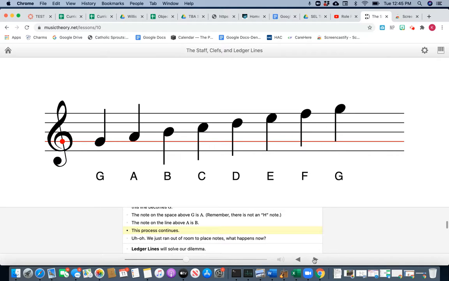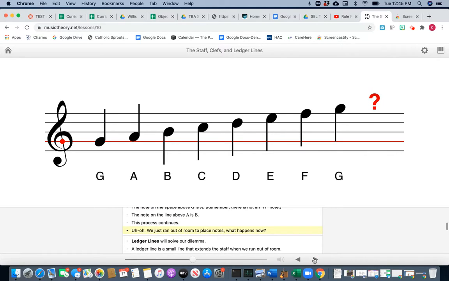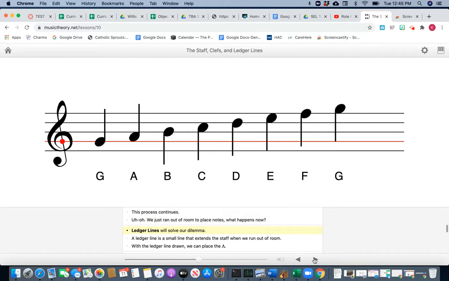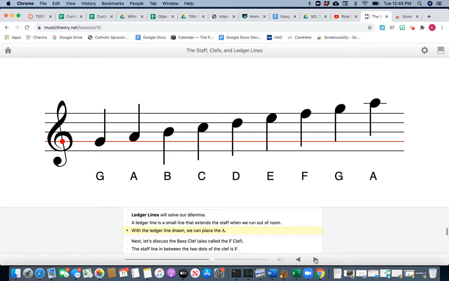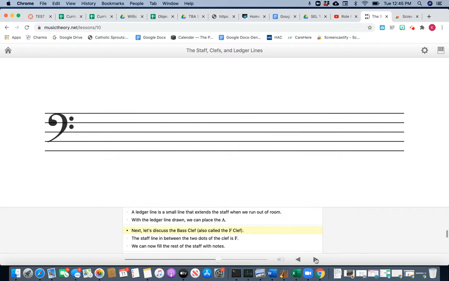But now at the top, we've kind of run out of lines. So what do we do next? We have this thing called ledger lines. A ledger line allows us to add more notes to the top or the bottom of the staff, but it follows the same process. So if we finished with the letter G, what's the next letter in the music alphabet? It would be A. So that line would become A. The next space above that would be the letter B.